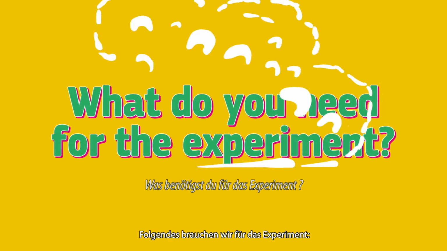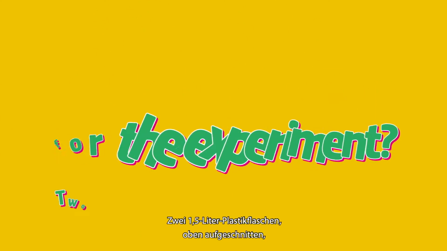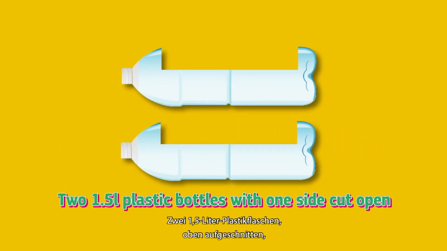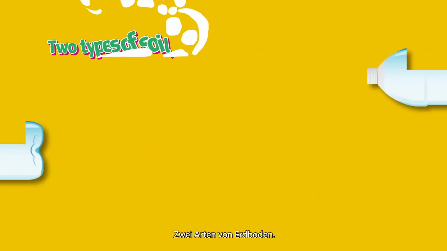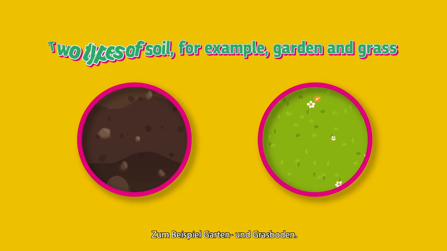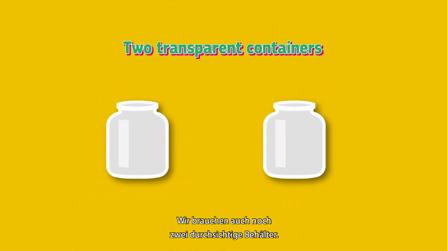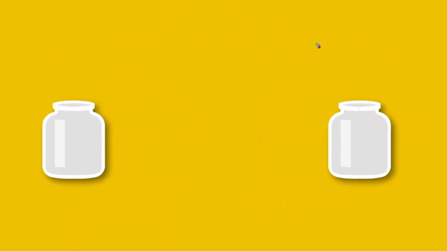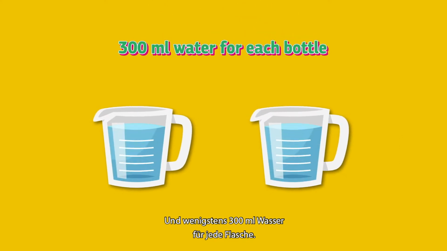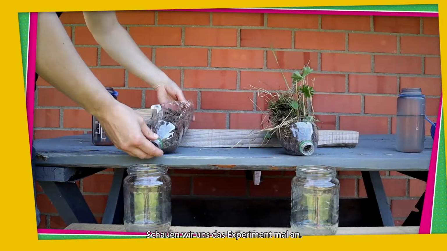So, the things needed for the experiment are two 1.5 liter plastic bottles with one side cut open, like the ones you see in the picture. Two types of soil. We will also need two transparent containers and at least 300 milliliters of water for each bottle. So, let's look at the experiment.